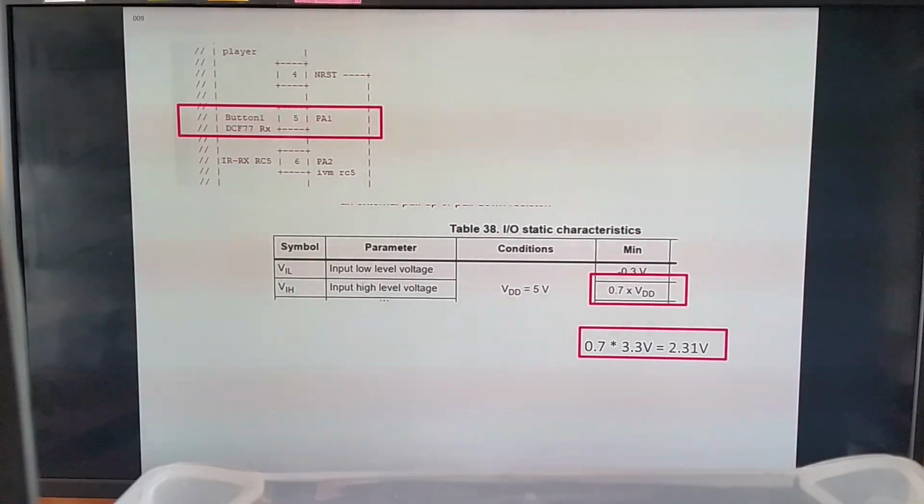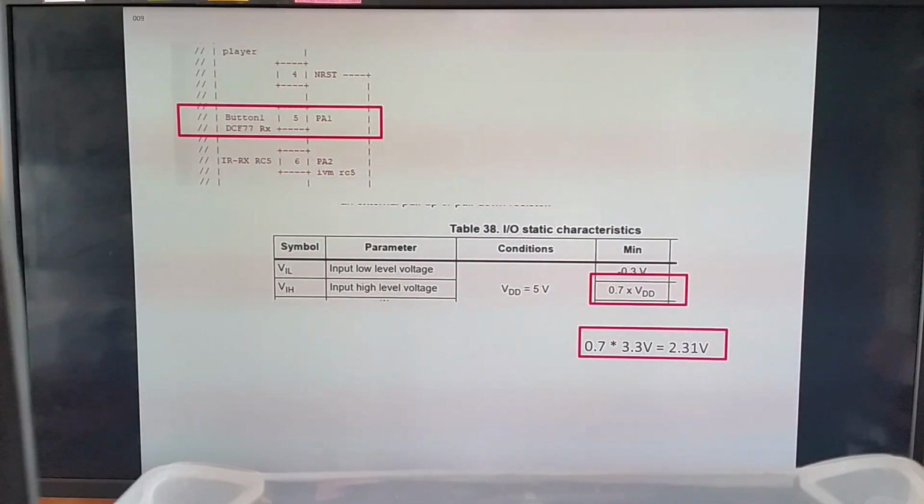The first thing I want to know is if the signal that is coming from the DCF77 receiver is high enough to be detected by the microcontroller as a high signal. So we now have to decide which pin we use for the DCF77 receiver. Well, in my main.c I chose the pin PA1. It is normally used for button press detection, but I now use it also for the DCF77 RX signal.